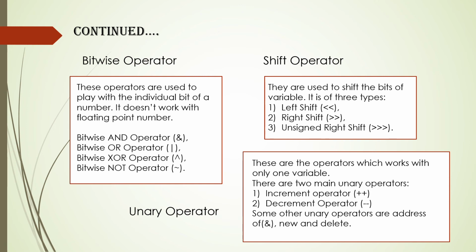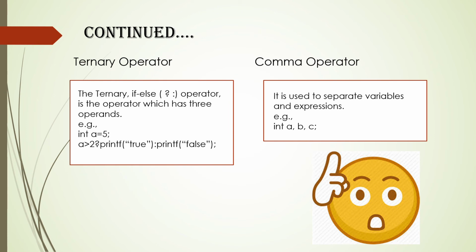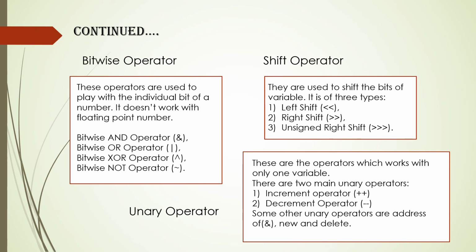Next is the unary operator. It works only with one variable. By the name only we can understand that unary depicts 1. The two main unary operators are the increment operator, plus plus, and the decrement operator, minus minus. And there are some other unary operators: address of, represented by the and sign, and new and delete. These operators we will use basically with structures and pointers of C, so you don't have to worry about how they are used. As of now, you only need to get aware of what they are.